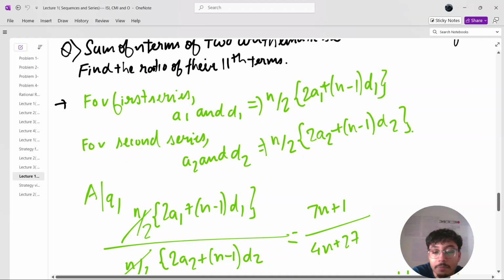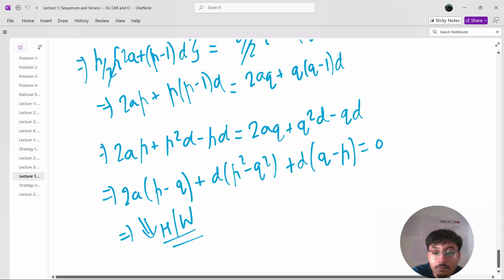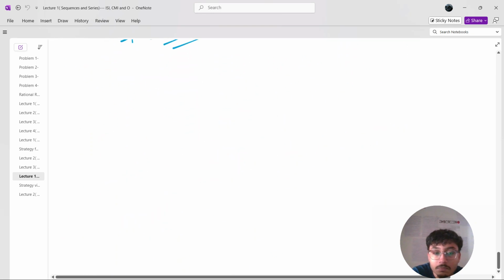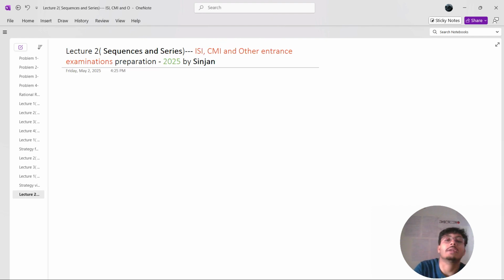Then we did some questions. I told you about arithmetic mean. This was all we had done in our first lecture. Now we'll be starting with geometric progression most probably. I would like to do one or two questions.